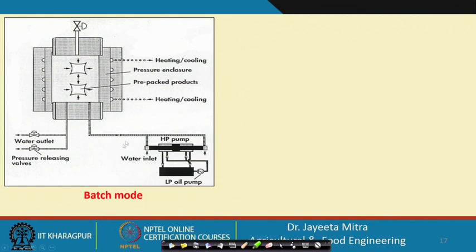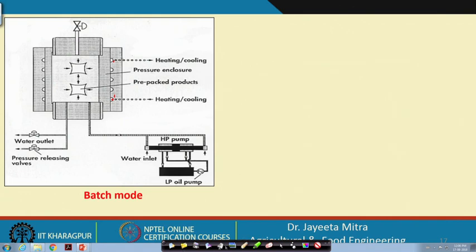where there is an intensifier externally and there is a water inlet. This high pressure pump is sending the pressurized water into the chamber. After the loading of the product is done, there is a pressure closure, and there is a heating or cooling functional option, and the water outlet is there. When we want the release of the pressure, there should be some exit of this pressurized water. So, there is a pressure release valve and the water outlet. This is the system called the batch HPP system.